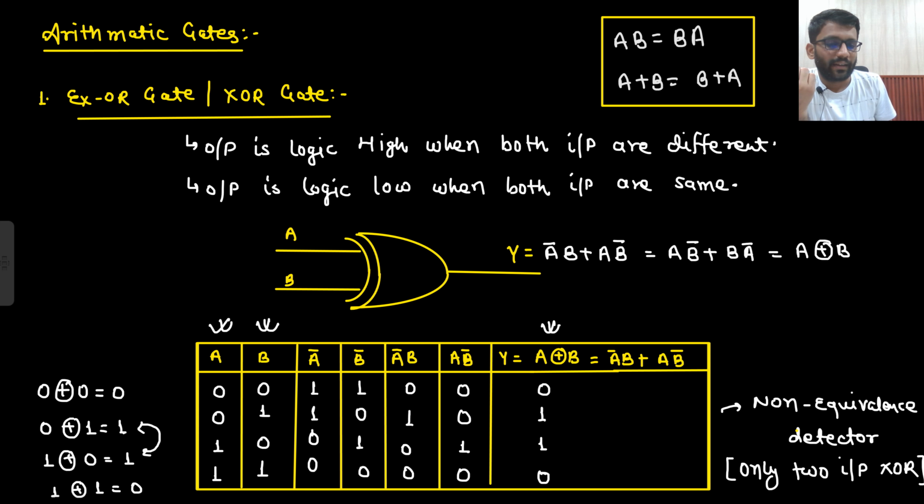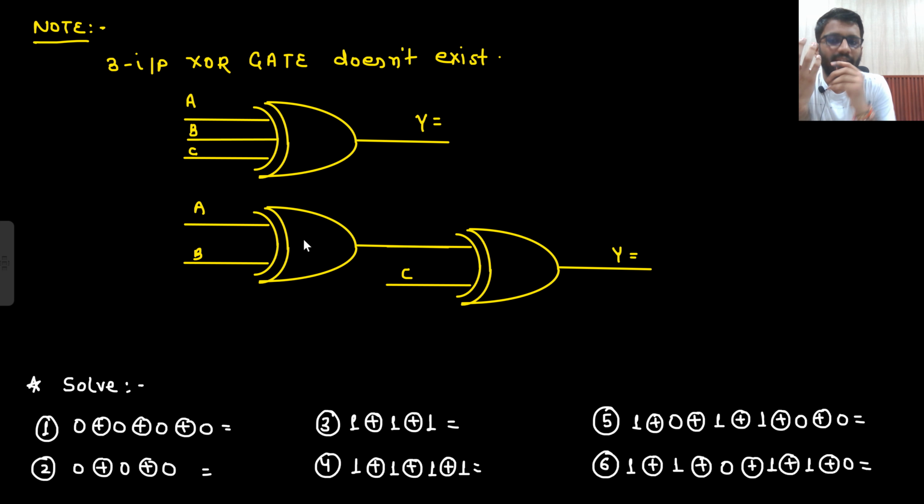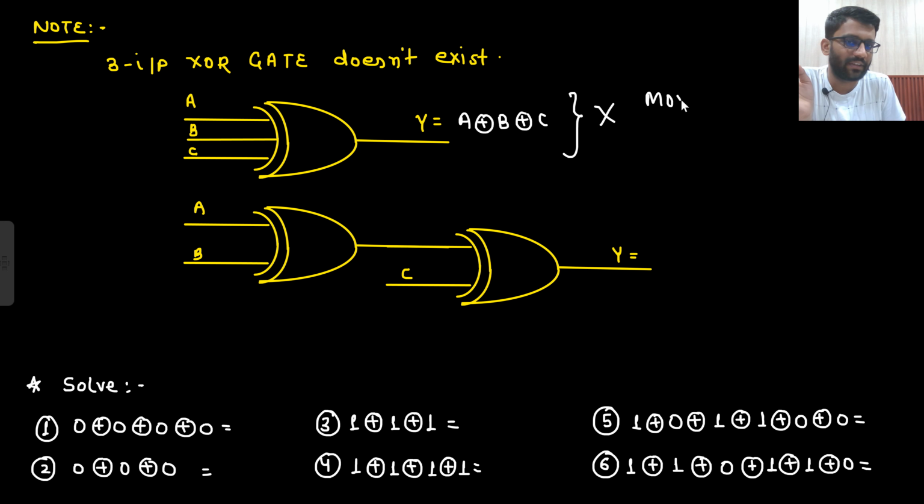Then there is a very interesting thing: the 3-input XOR gate does not exist. Generally in the examination you will never see a gate like Y is equal to A XOR B XOR C. This thing is wrong. Generally only the 2-input XOR gate exists. A 3-input XOR gate doesn't exist. But in Morris Mano this structure is given.